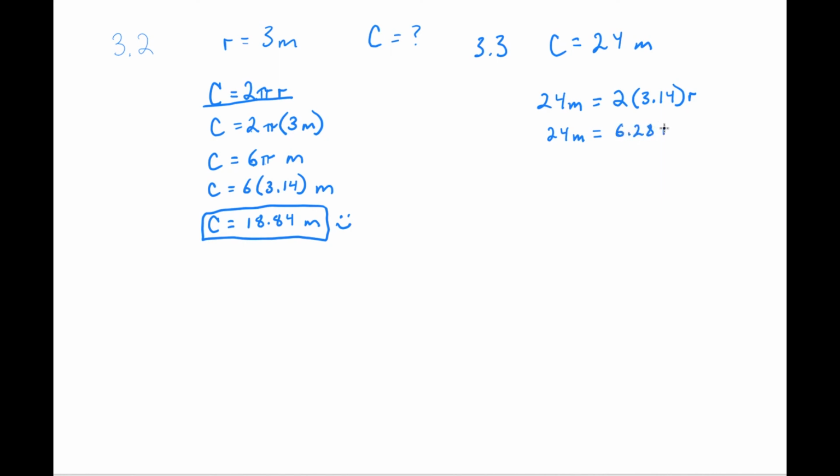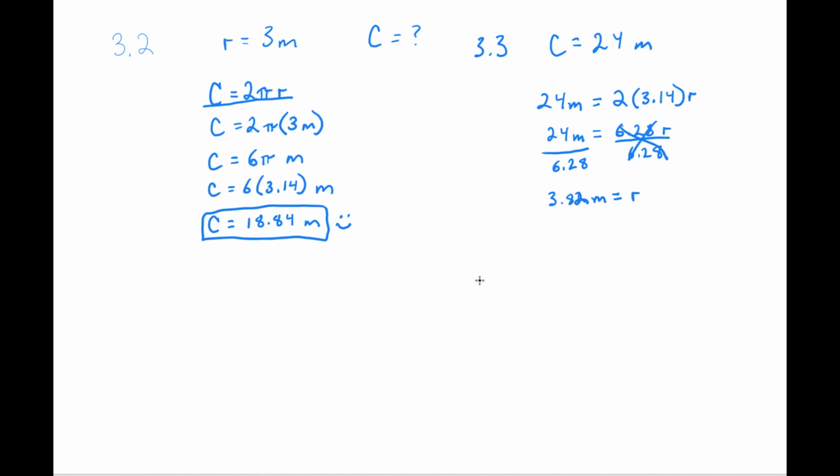6.28 times the radius. So if we divide both sides by 6.28, which is how you separate factors, you divide, you do the opposite or the inverse operation. But you have to do the same thing to both sides because it's an equation. You have to keep both sides equal. So 24 divided by 6.28 is going to be 3.82 meters. These two cancel, and that's your radius. So we bring radius down here. So 3.82 meters is the radius of a 24 meter circle. Okay?